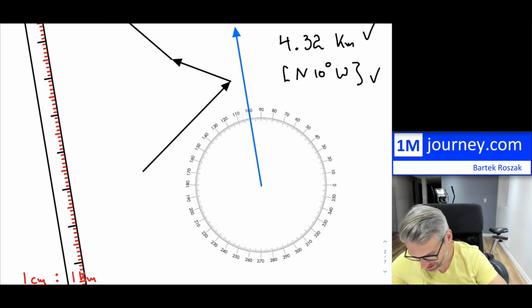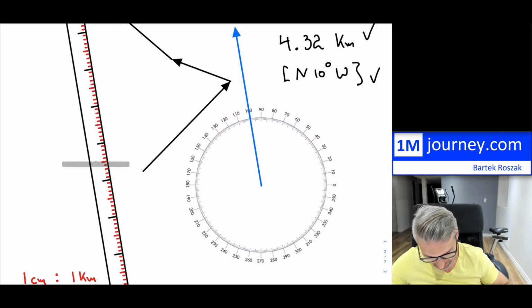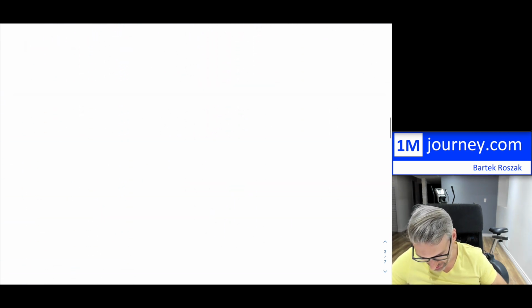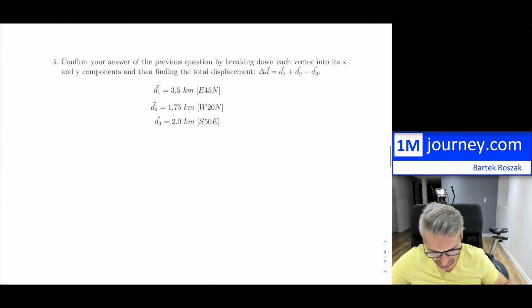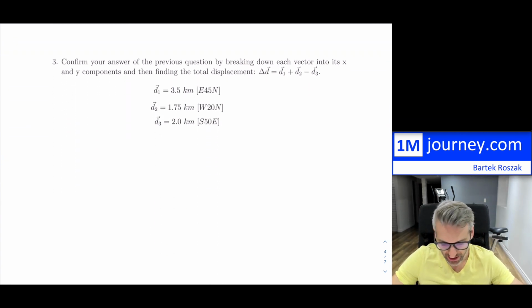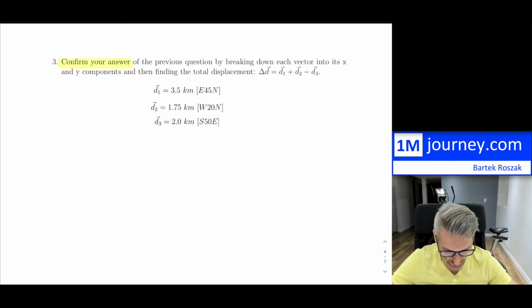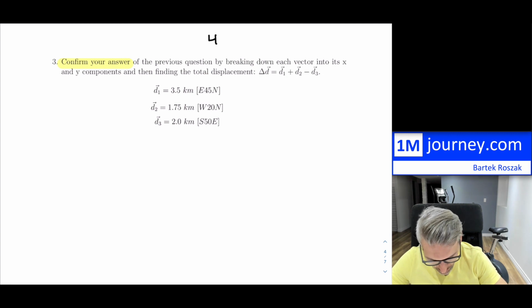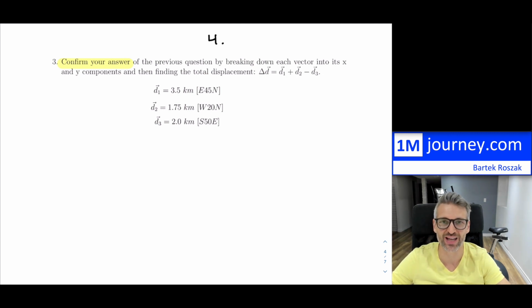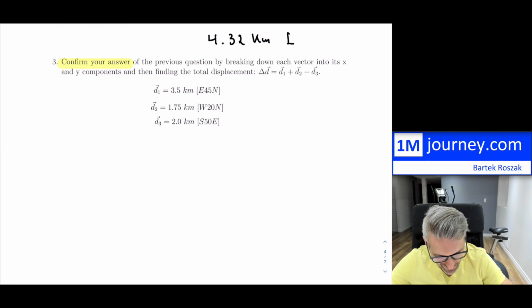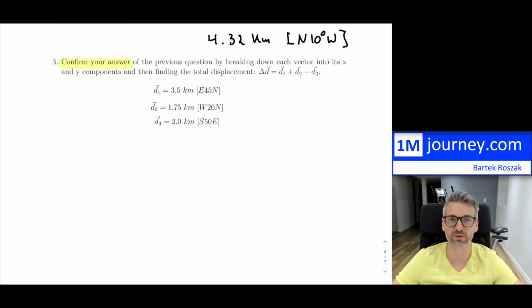So now, as I keep chugging along here, here is question number 3. It's the same question, but here the question says confirm your answer. So this is for our previous one. Our answer will depend on how good your scaling is, and then your ruler. So we're probably going to be off, but this was what our answer was, north 10 degrees west. Give or take, we should be extremely close within that.